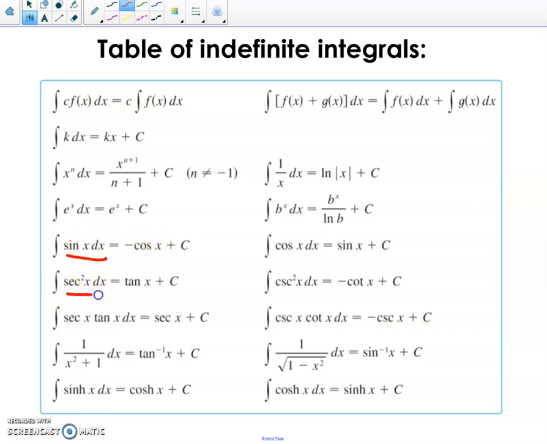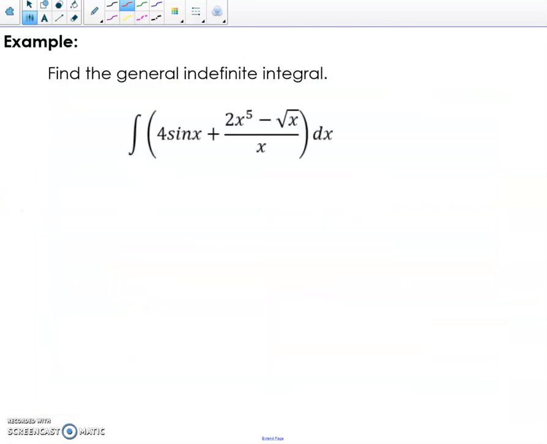All right, same thing here. Secant squared x, that should look familiar to you. That's the derivative of what? That's the derivative of tan. So now we're kind of working backwards. So let's look at this example.